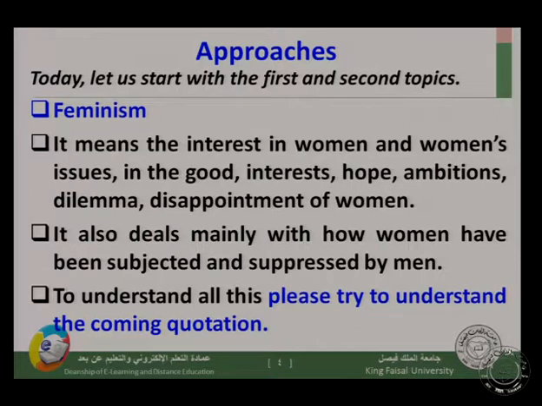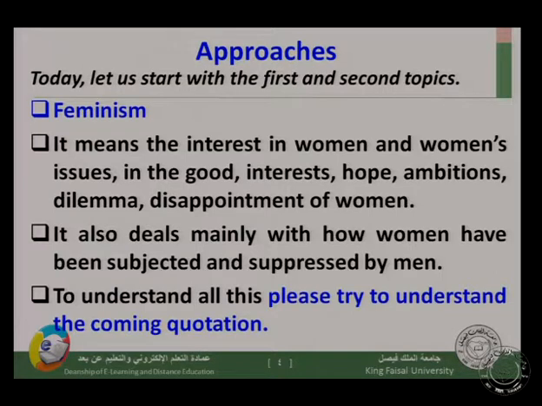It also deals mainly with how women have been subjected and suppressed by men. I mean, the relationship between men and women. One point is talking about women and their problems and their issues. Another very important point also is to talk about the relationship between men and women. To understand all this, please try to understand the coming quotation.